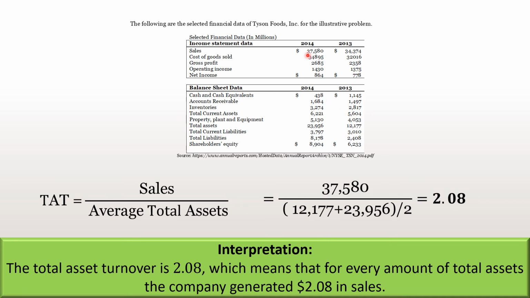Based on the financial data of Tyson Foods Incorporated, the value of sales for 2014 is 37,580 divided by the average total assets. So the total asset in 2013 is 12,177 added to the value of total asset in 2014, which is 23,956, divided by 2, which provides us with the total asset turnover of 2.08, which means that for every amount of total asset, the company generated 2.08 in sales.